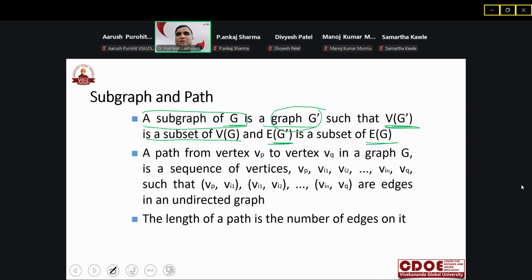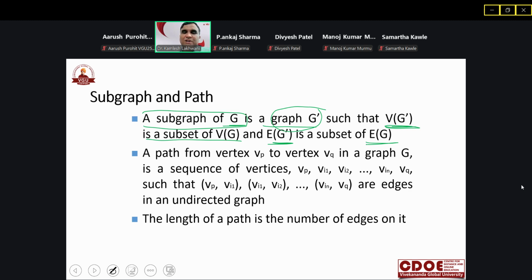I'll explain with the help of a few examples what we mean by graph and what we mean by subgraph. But mathematically, try to understand: a subgraph of G is a graph G dash such that V of G dash means a few vertices taken from G and inserted into G dash, and E of G dash means the set of edges taken from E of G, the set of edges of graph G.